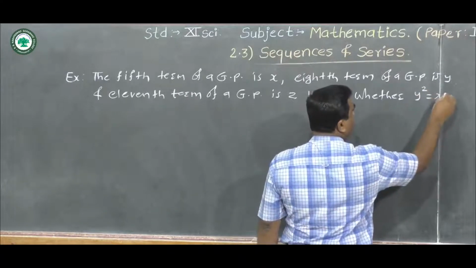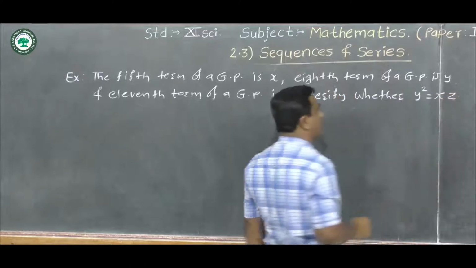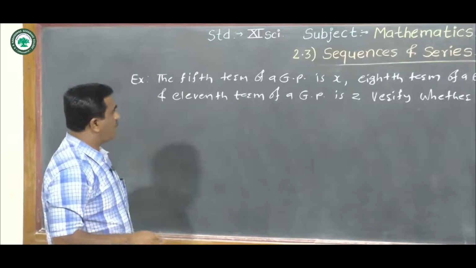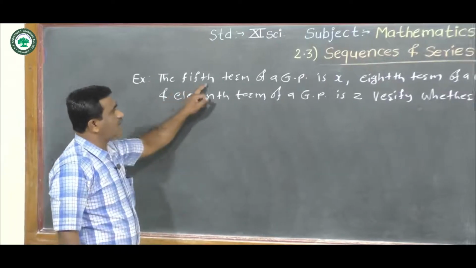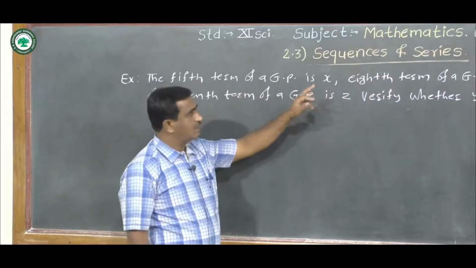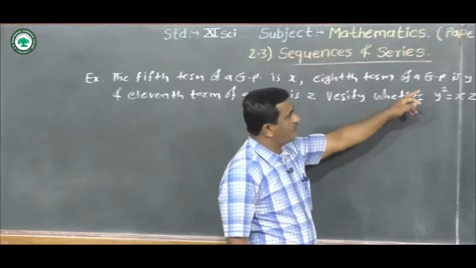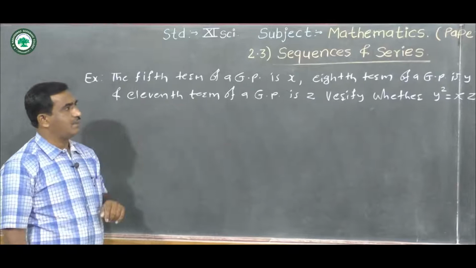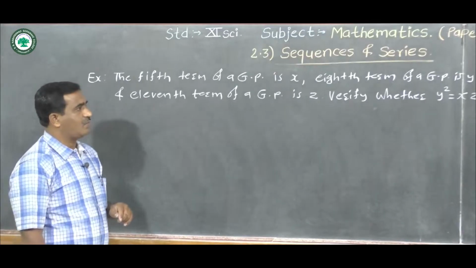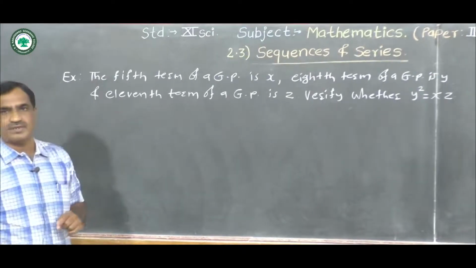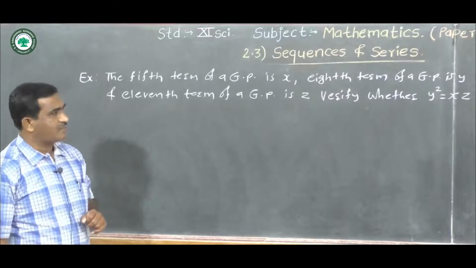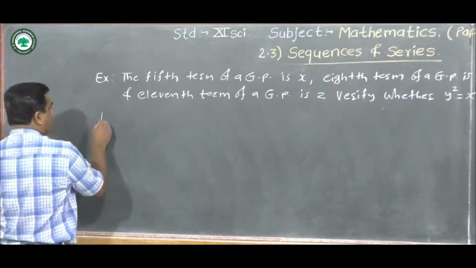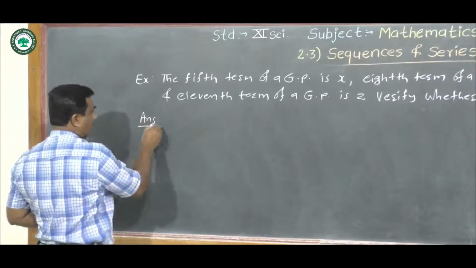Y square equal to x into z. Now in this example, we are given that the fifth term of a GP is x, the eighth term of the GP is y, and the 11th term of the GP is z, and we have to verify that y square equals x into z. That is, we have to show that y square equals x into z here.